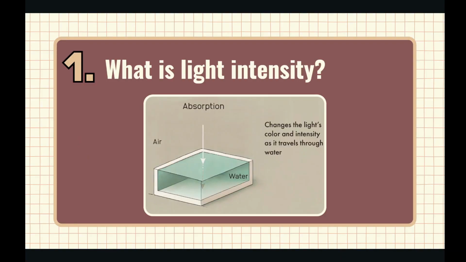So, what is light intensity? Light intensity means how bright the light is. When light enters water, it starts to fade. The deeper you go, the less light there is. This is because the water absorbs the light. Scientists use a special formula to measure this. You'll see that in the next slide.